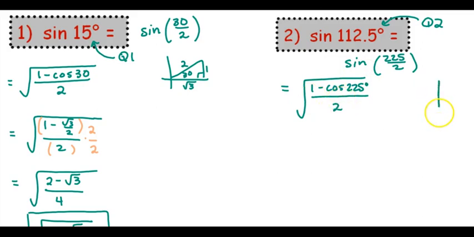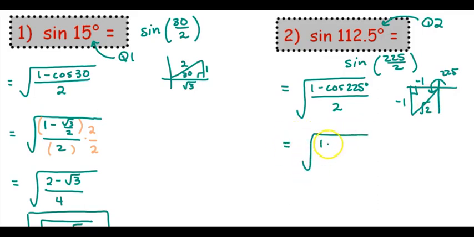Now let's make a reference triangle for 225, quadrant 3. That'll be a 45, 45, 90. So -1, -1, and 2. Oh, square root 2. So the cosine of 225 is negative square root 2 over 2.